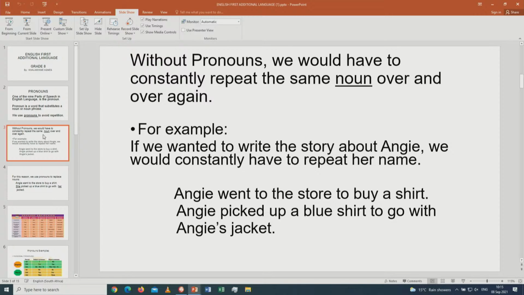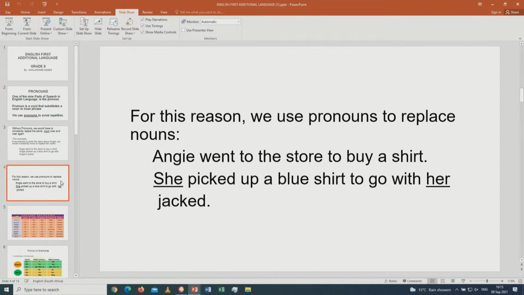For example, if we wanted to write a story about Angie, we would constantly have to repeat her name if we don't use pronouns. We would say, Angie went to the store to buy a shirt. Angie picked up a blue shirt to go with Angie's jacket. We are repeating the same noun over and over again, which makes our story monotonous. For this reason, we use pronouns to replace nouns.